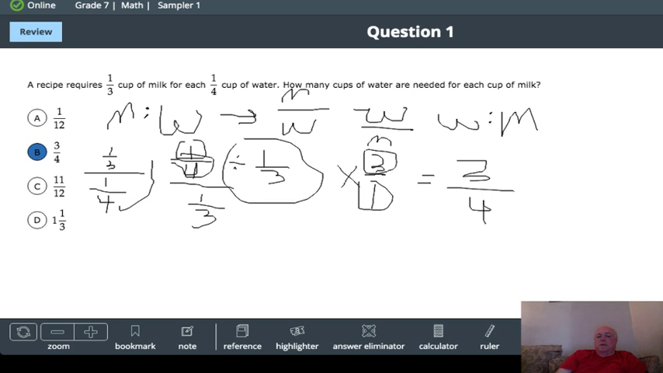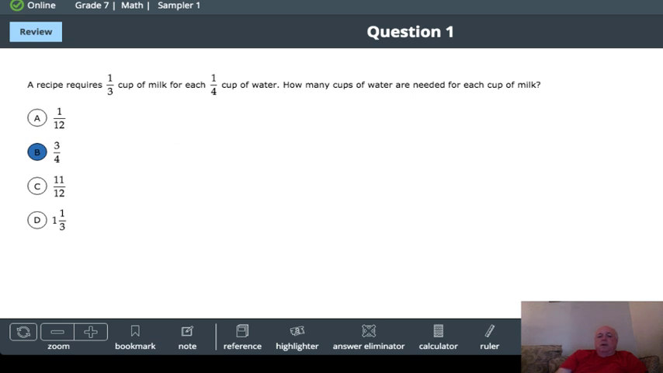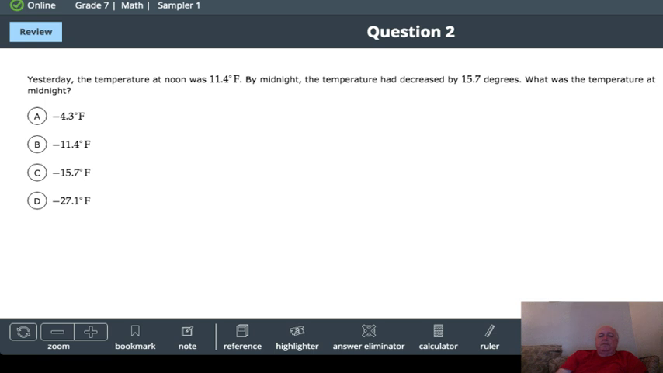Okay, so let me get rid of this other part here, and we can go to question number 2. So this is regular thermometer kind of questions. These come up often enough.